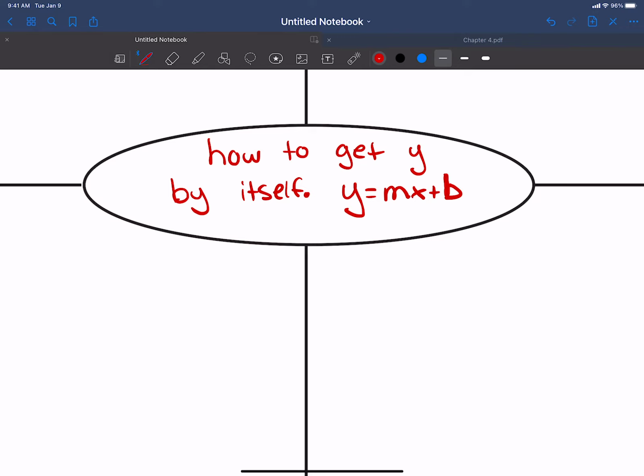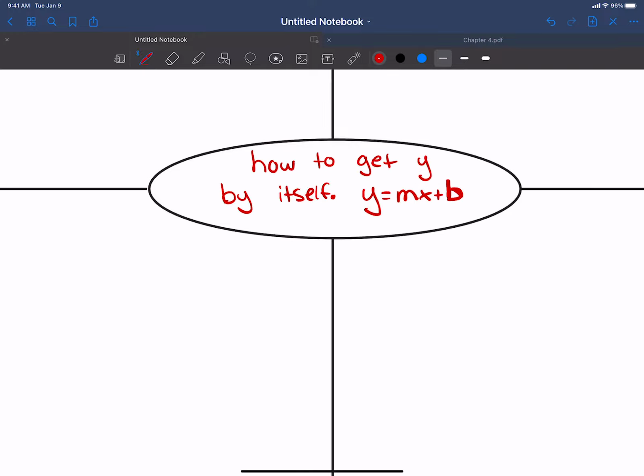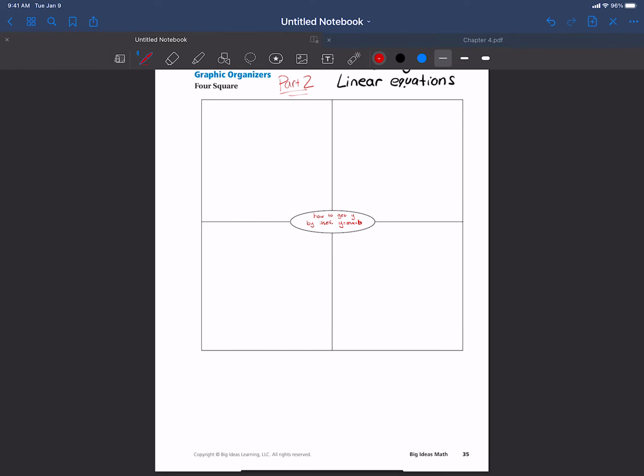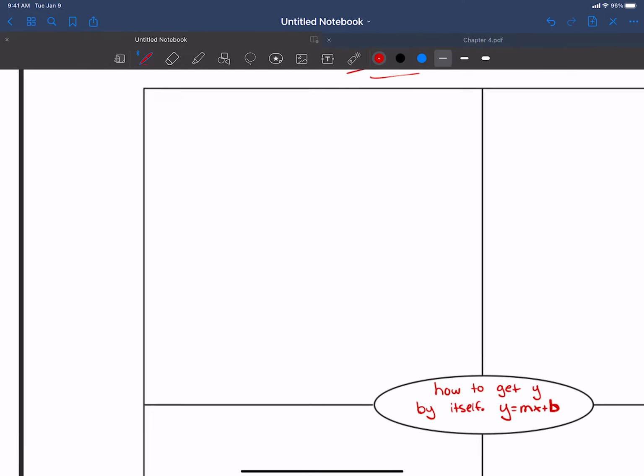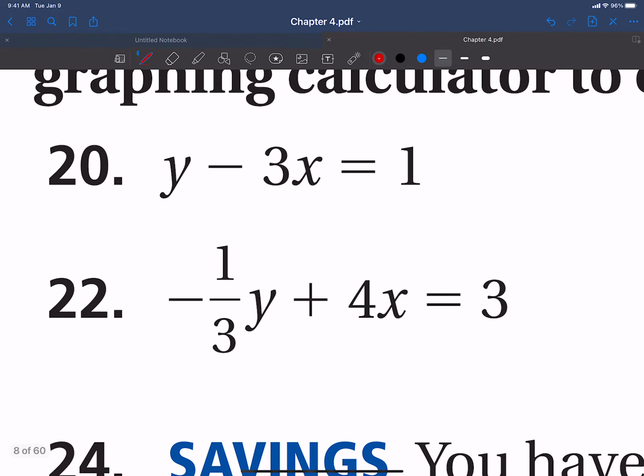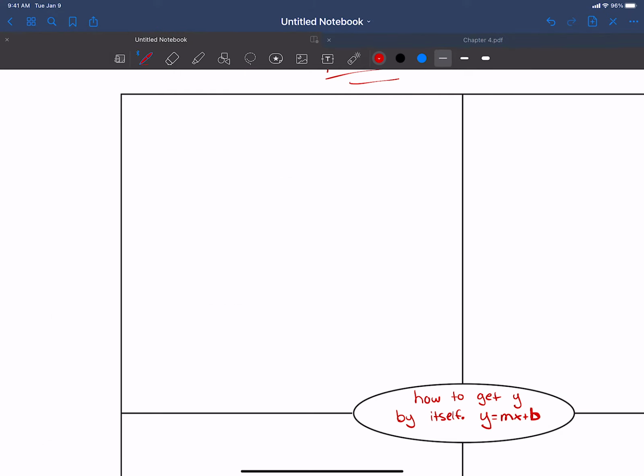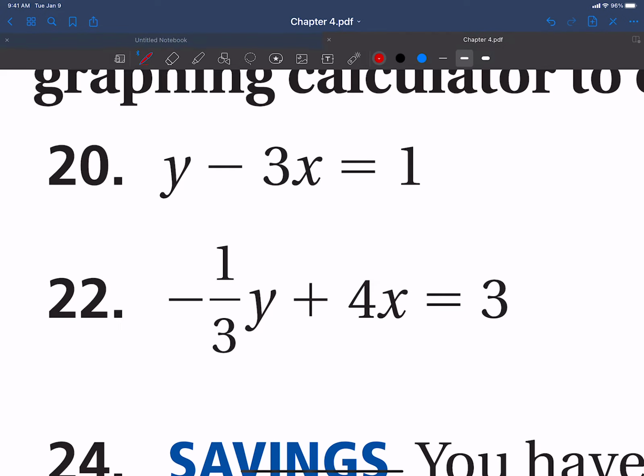Remember, this is a video. You can pause it if I'm going too fast. Please pause it if you need to run around and get your paper and write this down. All right, the first box, we're going to do this example, y minus 3x equals 1. Please write it just like how I am. That way you can save some space. Y minus 3x equals 1.